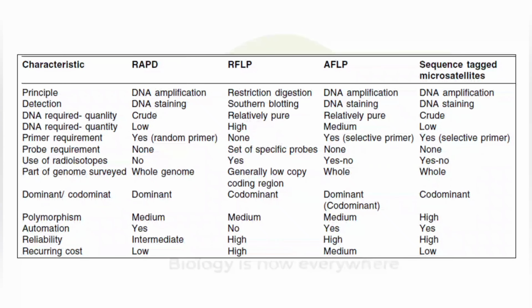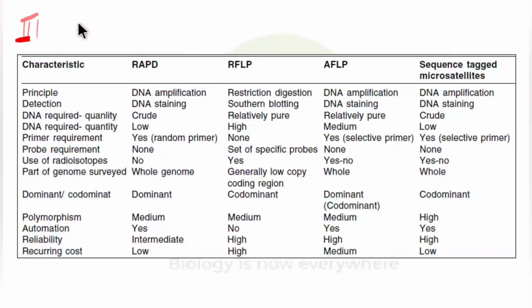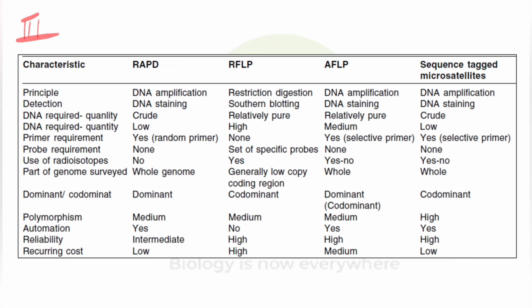Apart from that, in plant biotechnology, the third topic of today's session is the molecular marker. There are fair chances that molecular markers can be asked, like non-PCR based and PCR based markers. You all know that RFLP is non-PCR based, and the other three, that is RAPD, AFLP and sequence tagged microsatellites, are PCR based markers. This table shows how RFLP differs from the other three. First, you have to remember the principle.